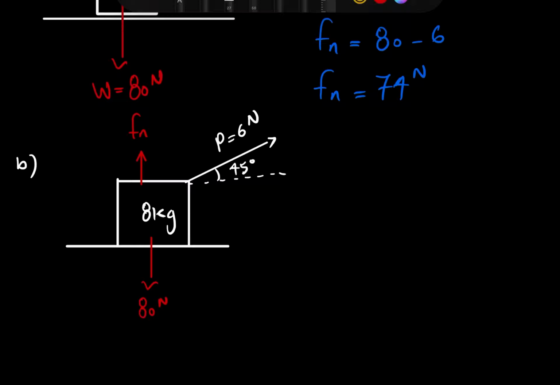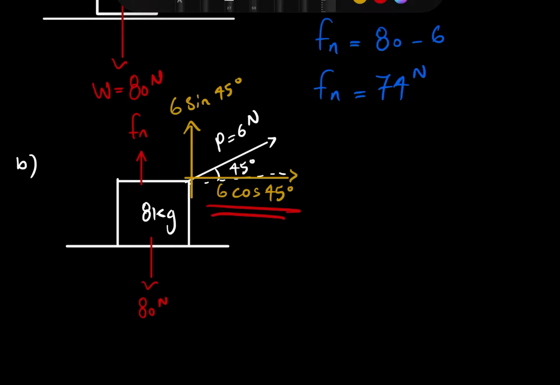However, we have to break down the 6 Newton force into its x and y components. The 6 Newton force has one component in the x direction. That's 6 cosine of 45. The one that's adjacent to the angle takes cosine. And another one that's upwards, and that one is 6 sine of 45 degrees. It is clear that the cosine of 45 degrees right here has no effect on the normal force. And so because of that, we'll only consider the 6 sine of 45 degrees.